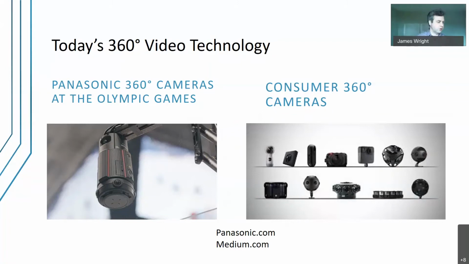There are also professional-grade 360-degree cameras available, like the one Panasonic has here, which has been used at the recent Olympic Games and will continue to do so. There's interesting articles on the website about how they used it and filmed the Olympic hockey games.